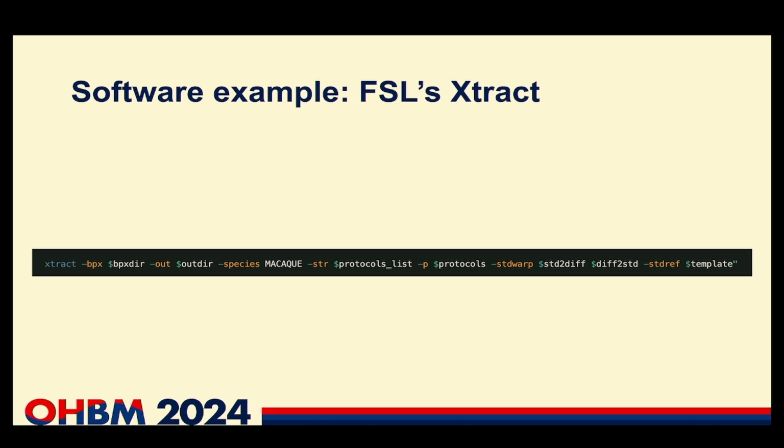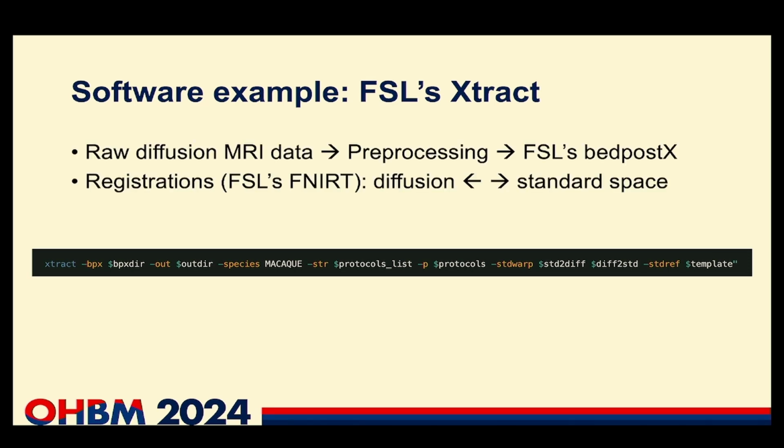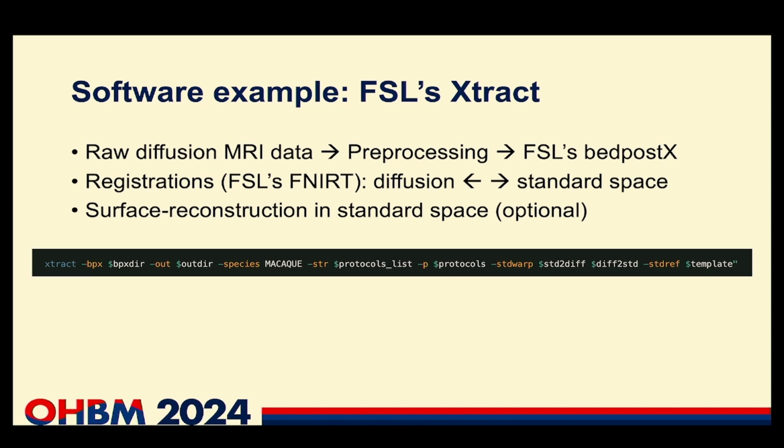Of course, we have a few prerequisites, so you need to have preprocessed your raw diffusion MRI data, and you'd have a registration space from diffusion to standard species space and standard species space to diffusion. And optionally, you might like a surface reconstruction, which is great for visualization, but I'll also touch on later on how that could be useful in further analysis.